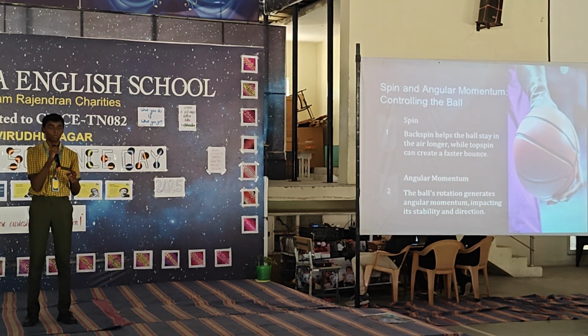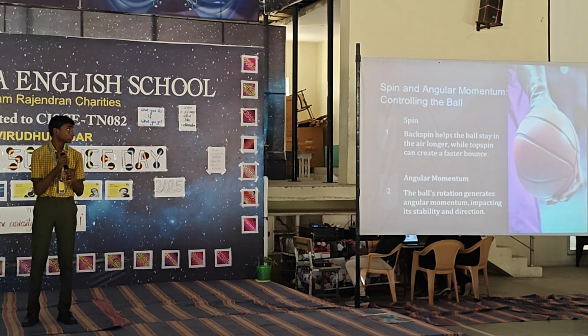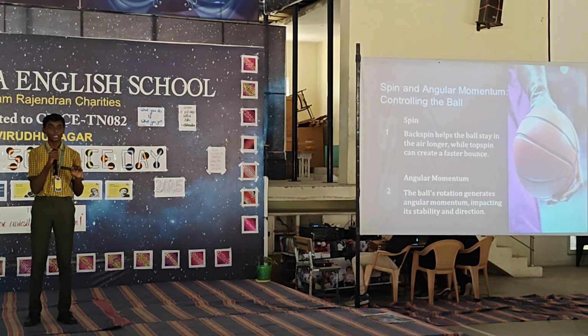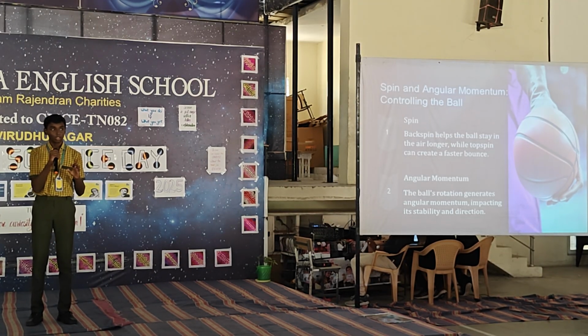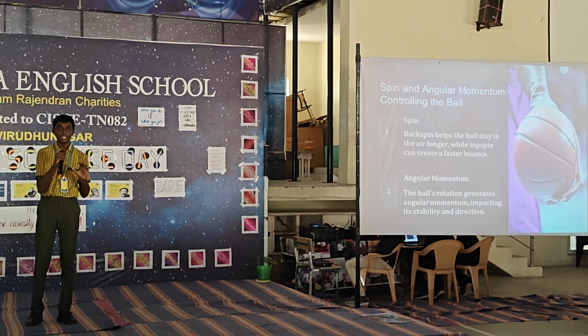Angular spin and angular momentum. There are two types of spin in basketball. One is top spin. It causes weaker defense while backspin enhances the travel distance. Angular momentum. The ball rotation generates angular momentum impacting the stability and direction.